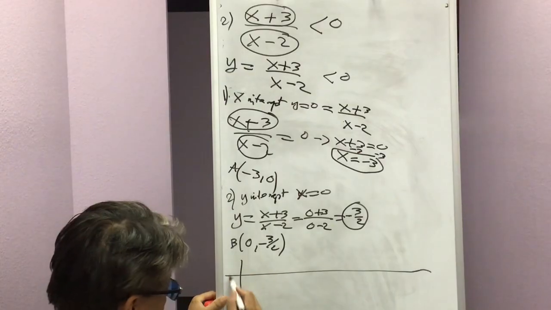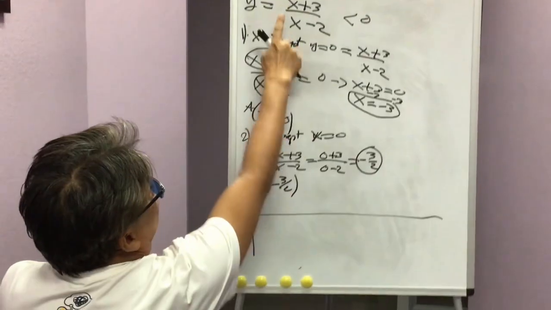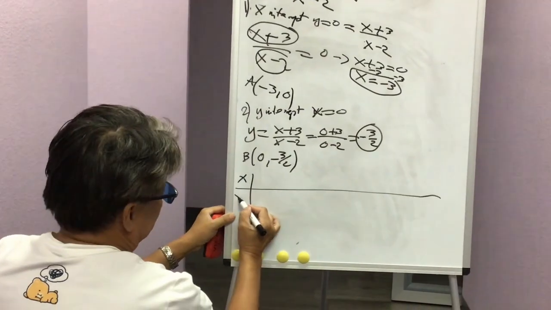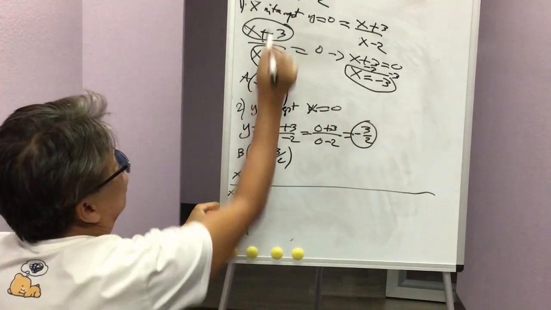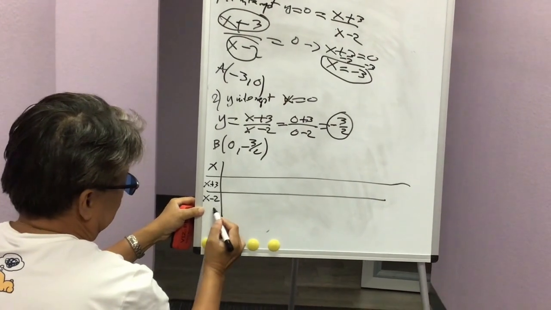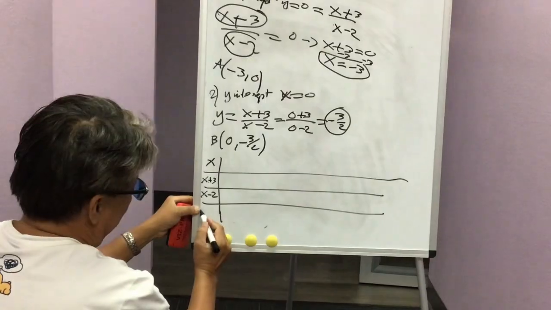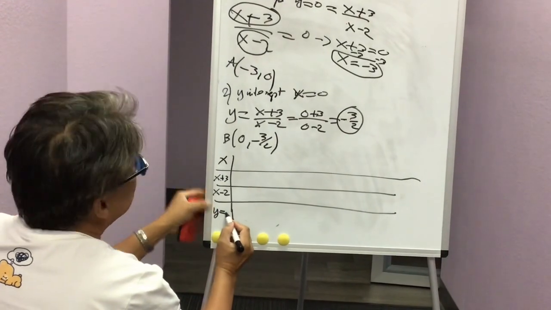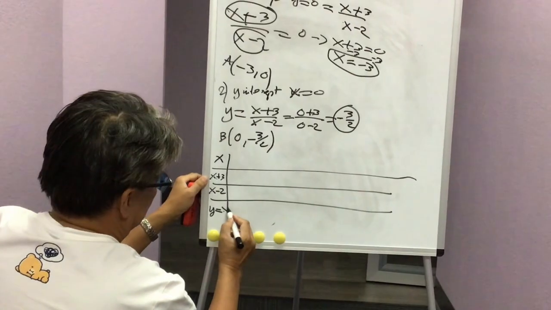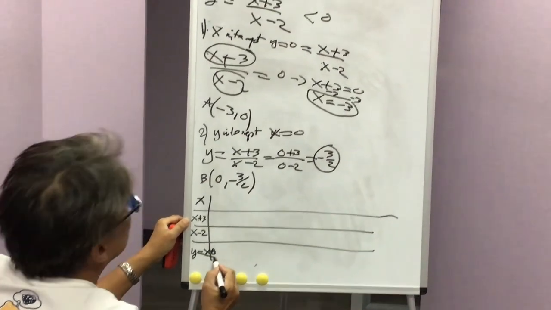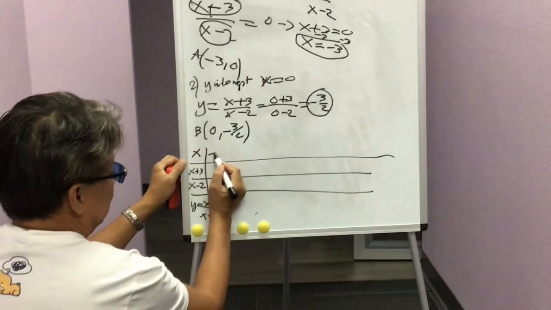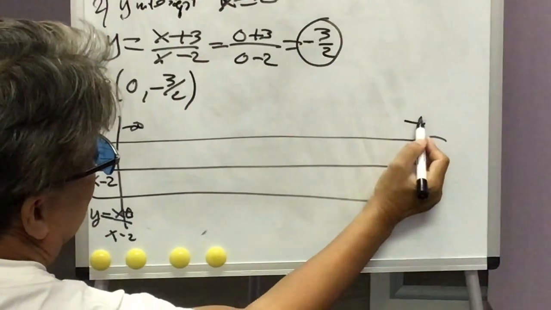Now we have x right here. And since we have two expressions, we have x plus 3 on the top right here, and then the other expression x minus 2. And the last one is y. Y is equal to the whole thing, x plus 3 divided by x minus 2. So x will vary from negative infinity to positive infinity.